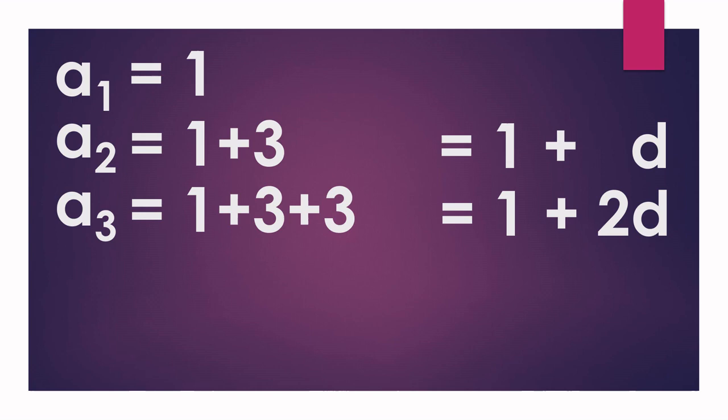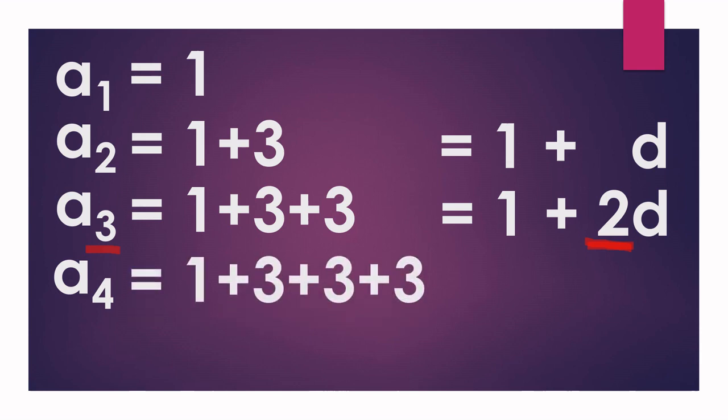Observe these numbers. Now for the fourth term, we add another common difference 3. So that is 1 plus 3 plus 3 plus another 3, or we can say it's 1 plus 3d. Again, we subtract 1 from 4 to get 3 here.